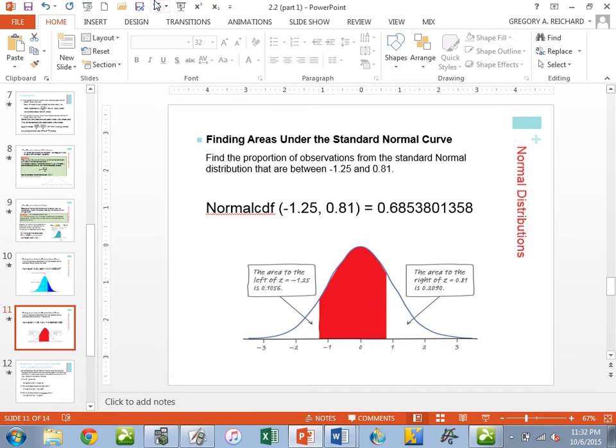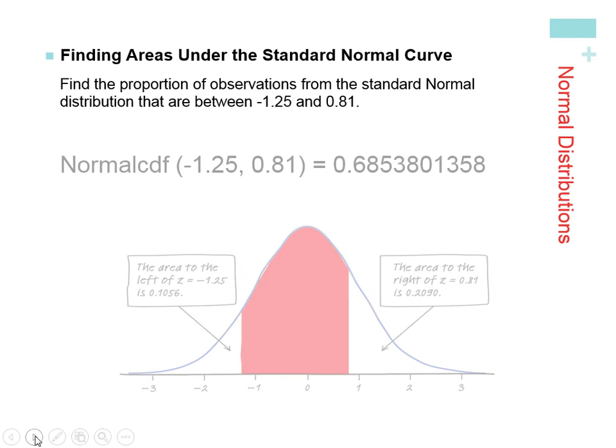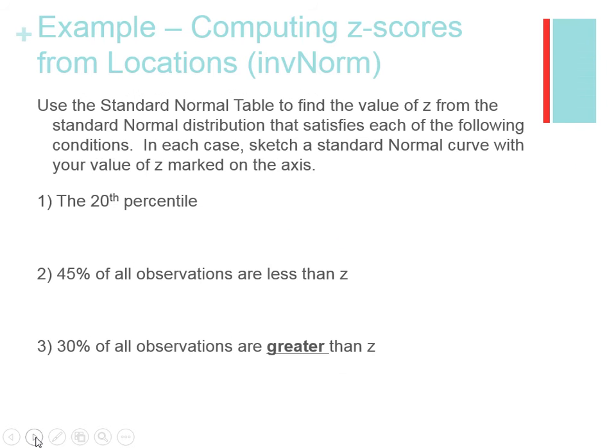So you have this whole business of what's known as the inverse norm. So this is the normal CDF. The inverse norm is on your calculator. Whenever you're going from a z-score to a percentage, that is what you want to use the normal CDF for. But if you have a percentage and you want to know what the z-score is for that given percentage, you want to use the inverse norm. And I'm going to show you where that is in your calculator in a moment.